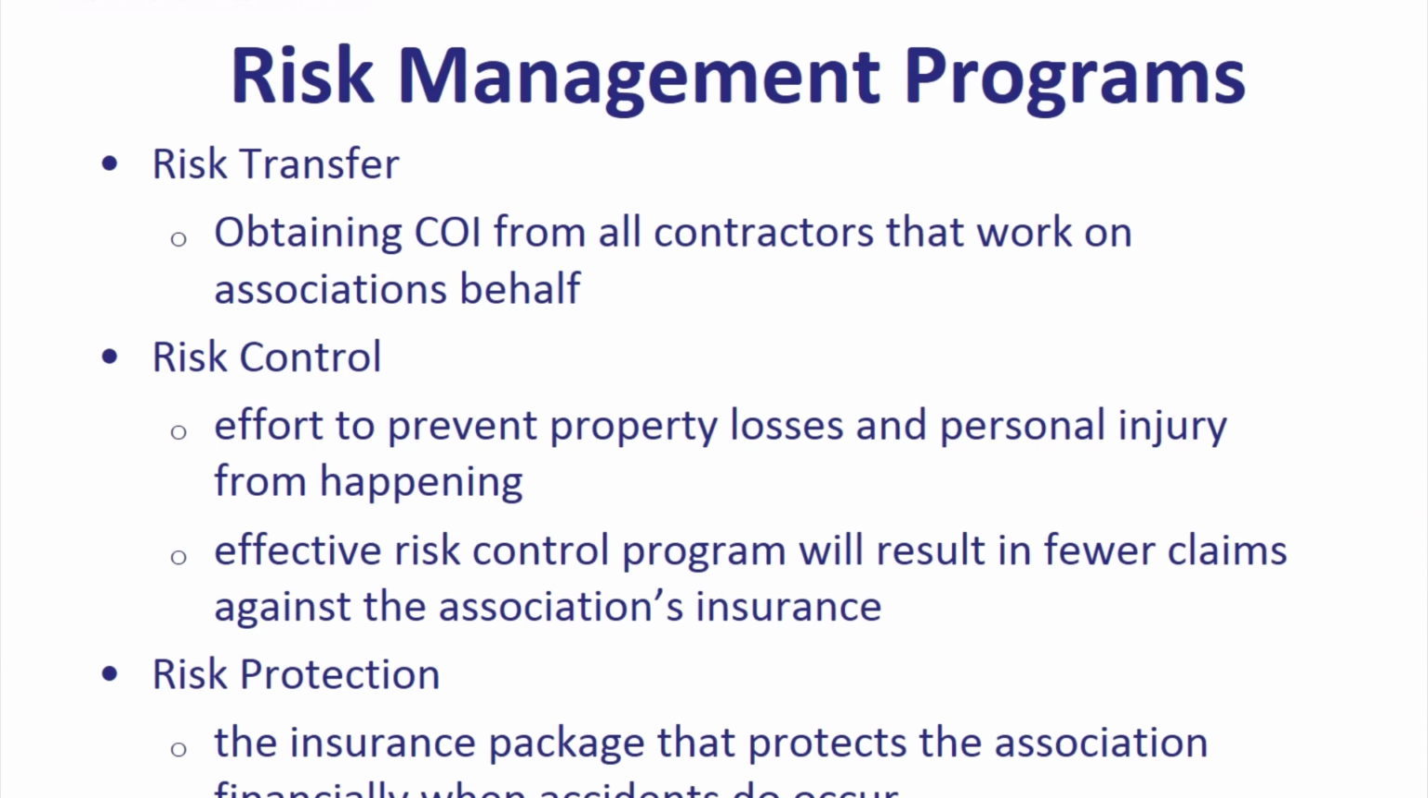Finally, risk protection. So this is buying the insurance package that protects the association financially when accidents do occur. And again, it's critical to make sure you select the right broker as well as the right carrier, and look at a bunch of different options there and feel comfortable with who you're working with, and make sure you go over all of the different potential gaps that could be there, and make sure that your association is adequately protected.